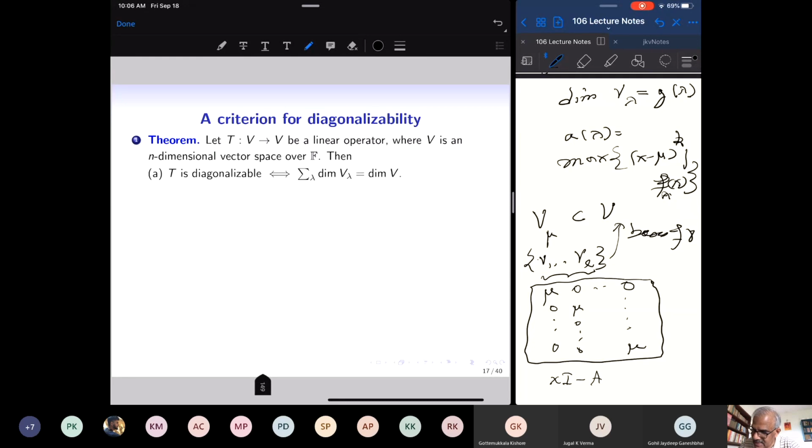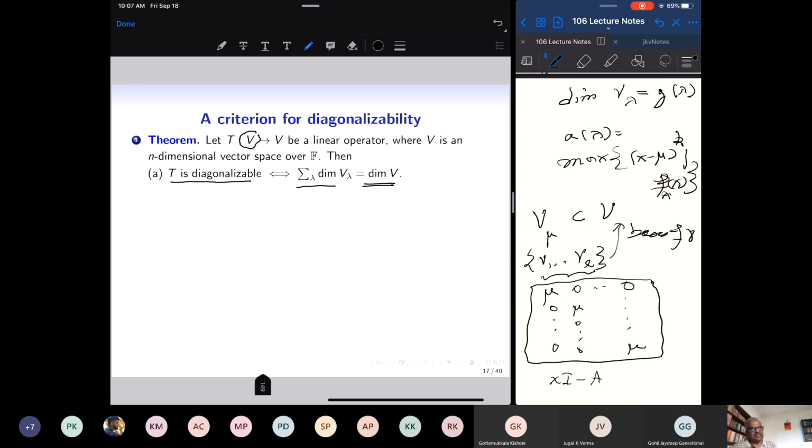Then T is diagonalizable, that means there is a basis of eigenvectors of V, if and only if the sum of the dimensions of the eigenspaces is equal to the dimension of V. Yeah. So eigenspaces, they fill up the whole space. If I take the linear span of the bases of each eigenspace, yeah, I will get the entire vector space.